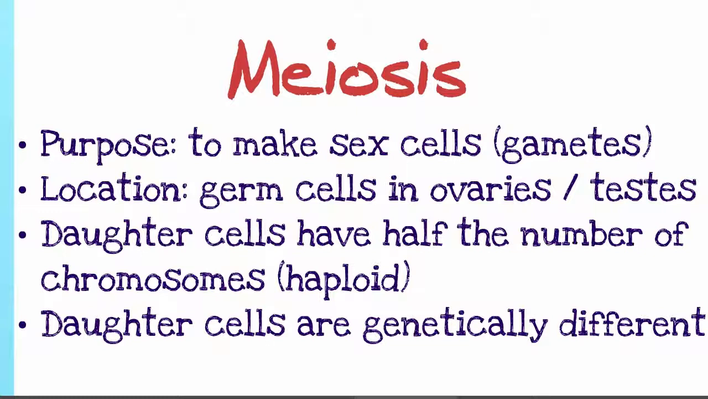Now that's one thing that students often get wrong. Students often say meiosis occurs in sex cells. Well, no, sex cells are what are produced at the end. So if a sex cell underwent meiosis, well then they'd get half the number again. So that wouldn't work. So meiosis occurs in germ cells, which are special cells found in our ovaries or testes, depending on whether you're male or female, and they produce sex cells. So meiosis occurs in our germ cells, in our ovaries and testes.